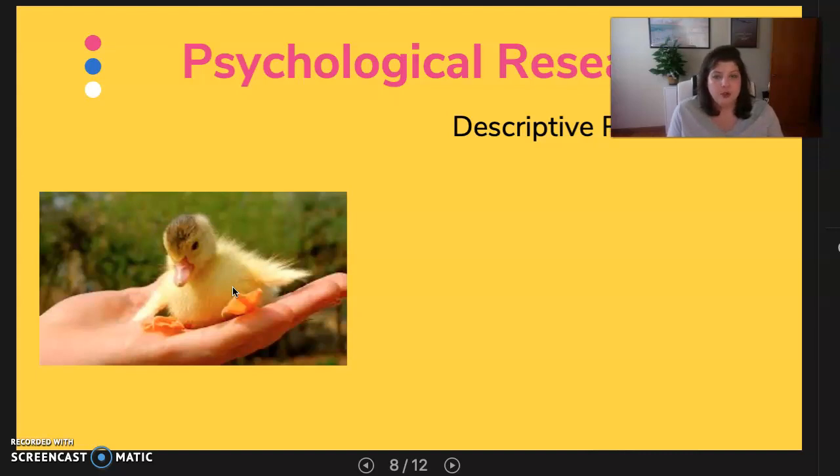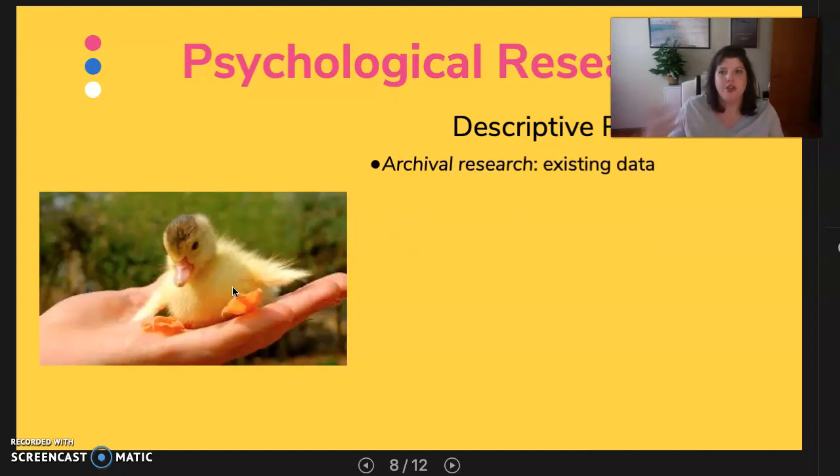So psychological research, descriptive research encompasses a few different types of research. So the first one being archival. So archival research is going to be data that already exists. You're not creating anything new. You're going to use a system or older books or older data that's been collected before, and using that for whatever your current research question is.